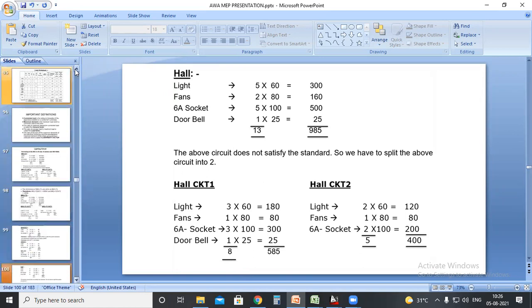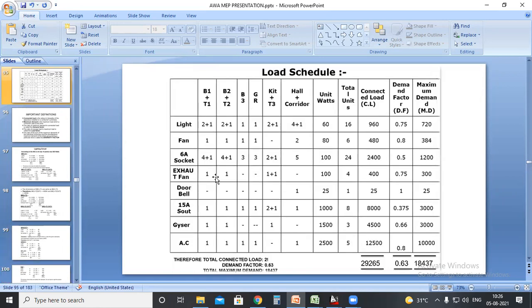So now we have to prepare the power circuit. How will you prepare the power circuit? We need to check the number of points in each room. When you prepare the power circuit, normally as per the Indian standard, the number is 2 points and 3000 watts for each circuit. It should not cross 3000 watts. So that is a normal case, that is the standard.